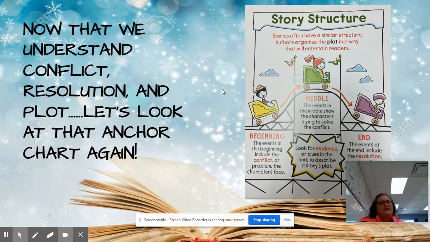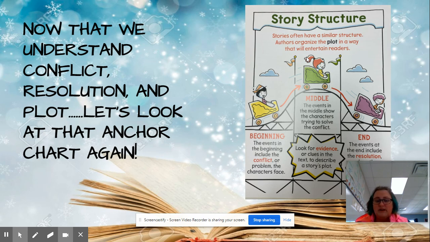Now that we understand conflict, resolution, and plot, let's look at that anchor chart one more time. So stories often have a similar structure, and authors organize the plot in a way that will entertain readers. So think about what plot is. They make sure they give us the characters having a problem and ways to try to solve that problem, and they do it in a way that entertains us. We focus on a beginning, middle, and end.